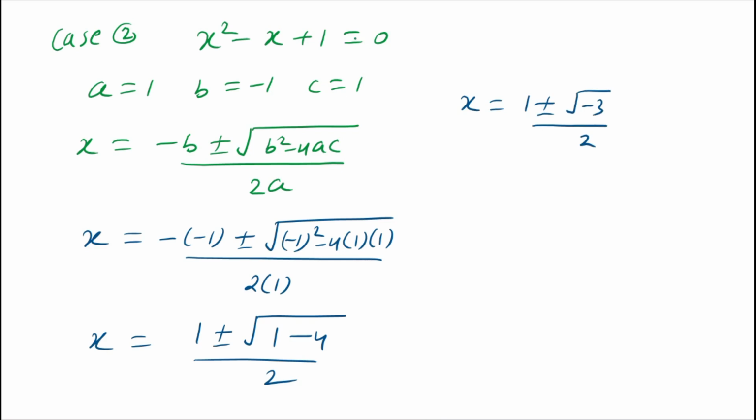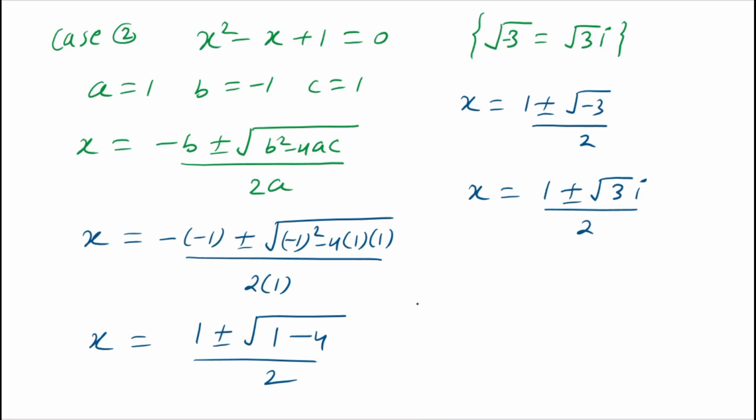And we know that the value of square root of minus 3 equals square root of 3 times iota. So here x equals 1 plus minus square root of 3 times iota divided by 2. So here the third solution x3 equals 1, if we take the positive sign, plus square root of 3 iota divided by 2, and the fourth solution x4 equals 1 minus square root of 3 times iota divided by 2. Here we have 4 solutions.